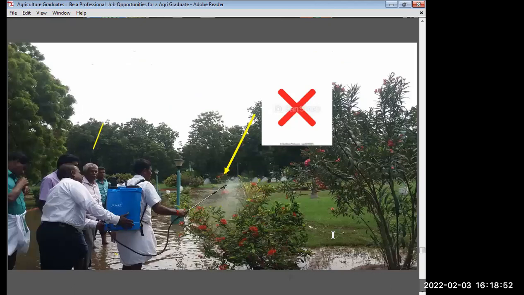Here, this person is spraying like this. It is wrong. The spray should be directed to the underside of the leaves. He is spraying like giving arati to the god, showing the arati light to the god. The pests are on the underside of the leaves. This type of spraying over the plant is wrong. Next.